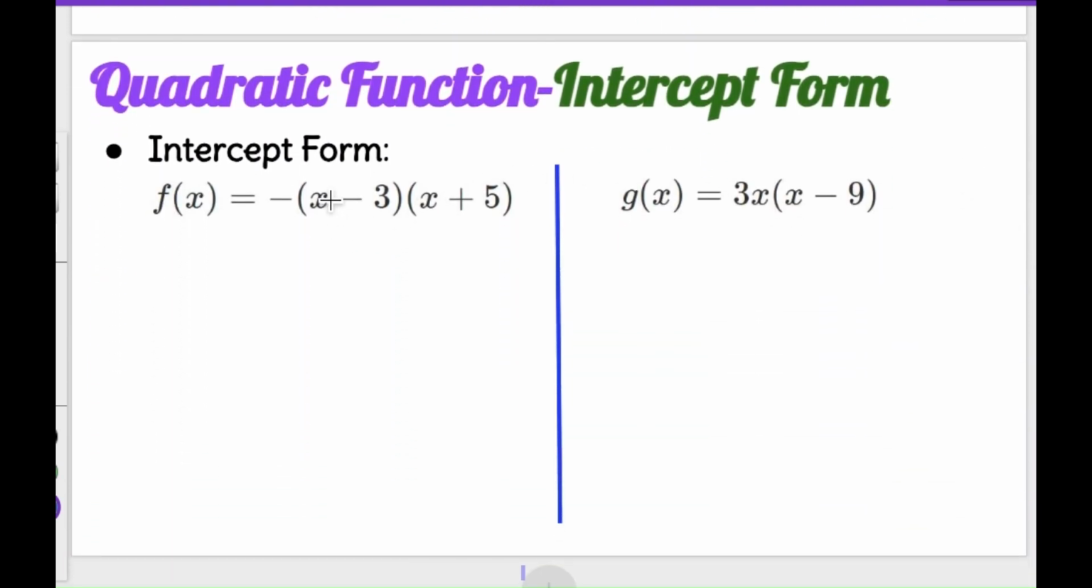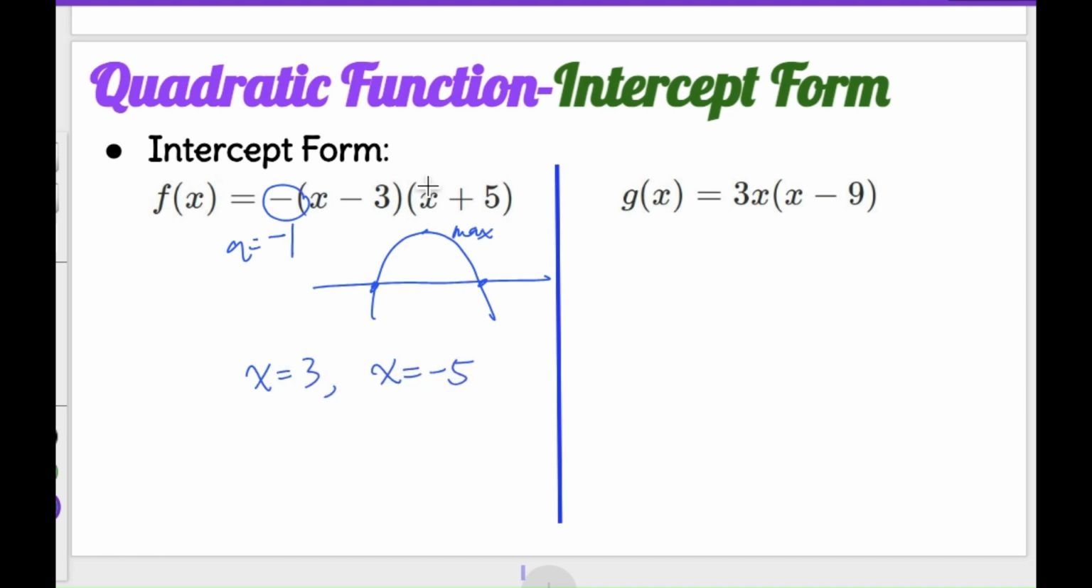For this one, as you can see, a is invisible, not really invisible, but there's an invisible 1 here, so a is -1. That means this graph opens downward, so we are looking at the maximum value. We cannot read this information directly from this, but we clearly know the two x-intercepts, which are x equals 3 and the other one x equals -5. Remember, you always read the opposite value, which means make this part 0. So x minus 3 is 0, that's why one of them is 3, and the other one is -5.